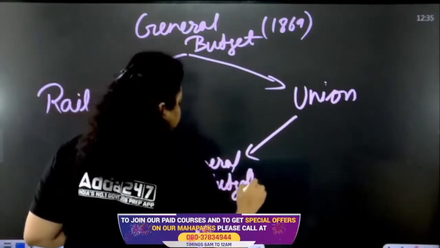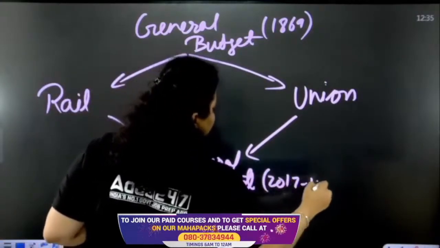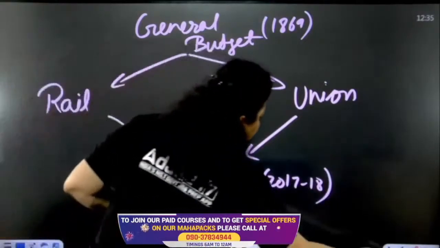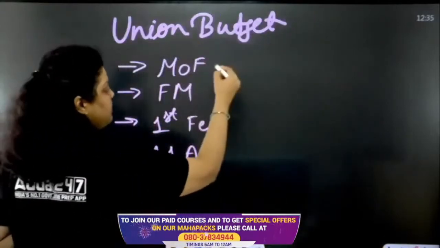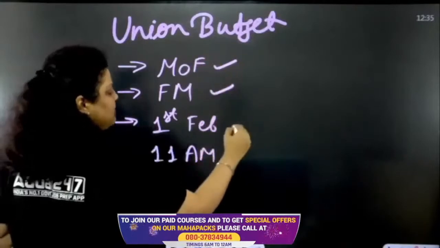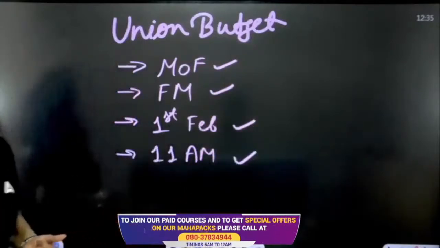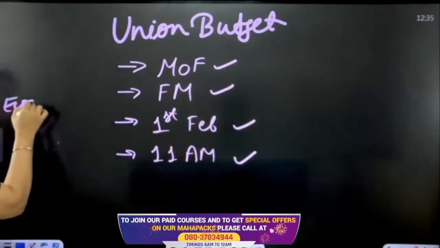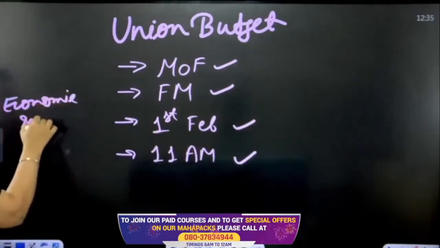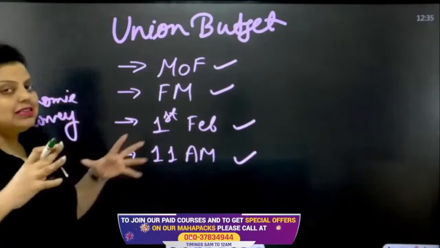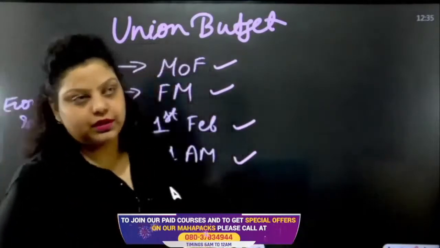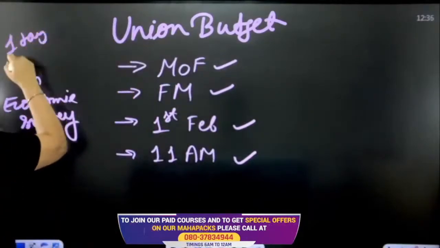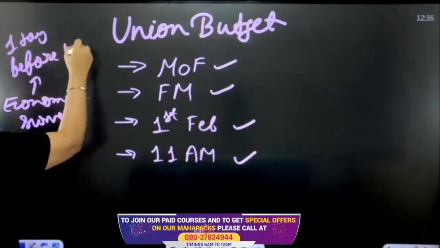From 2017-18 we again merged the budget and we are presenting the general budget only. Since then this general budget is prepared by the Ministry of Finance, presented by the Finance Minister, on 1st February at 11 a.m. One day before the budget day we present the economic survey. The economic survey is simply the survey of the economy which lets you know the position of your economy. It is presented one day before the union budget.